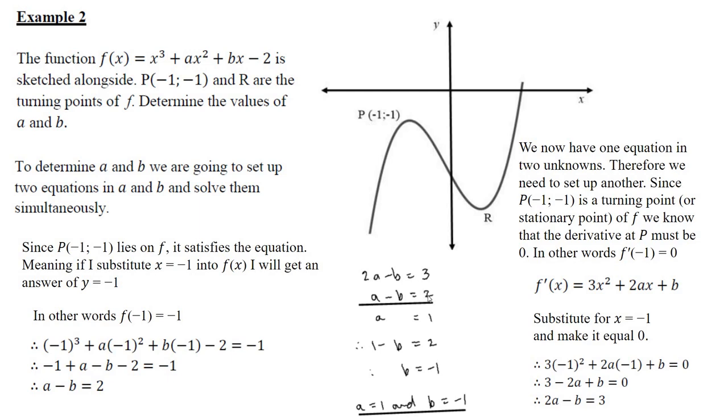So if a is 1, we can put a 1 in there. We'd get minus b equals 1, so b equals -1. And there's your answer. a is 1 and b is -1. So if you were writing it out, it'd be x cubed plus x squared minus x minus 2. And there you go. All done.